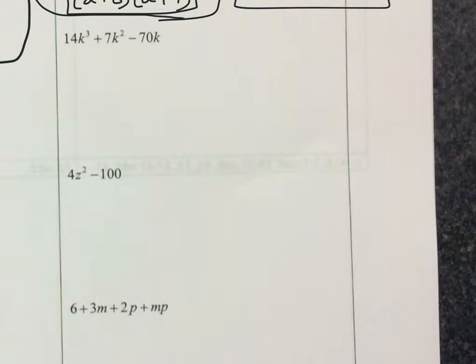Well, let's think about it. If you take your smallest number, 7, the only factor of 7 besides 1 is 7. So does 7 go into 14? Yeah, it goes twice. Does 7 go into 70? Yeah, it goes 10 times. So we're going to be able to take a 7 out and a k out. That's right.